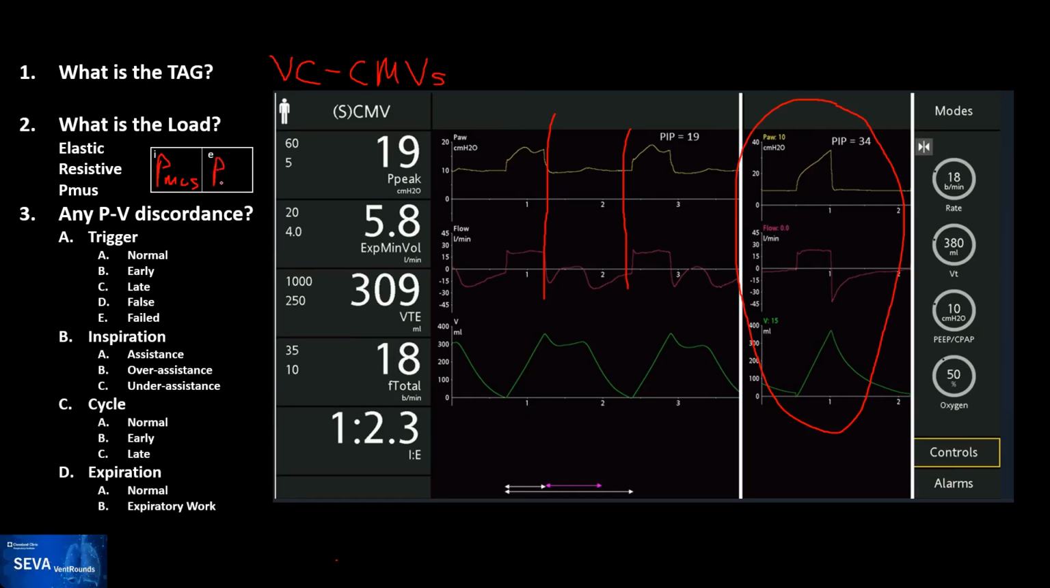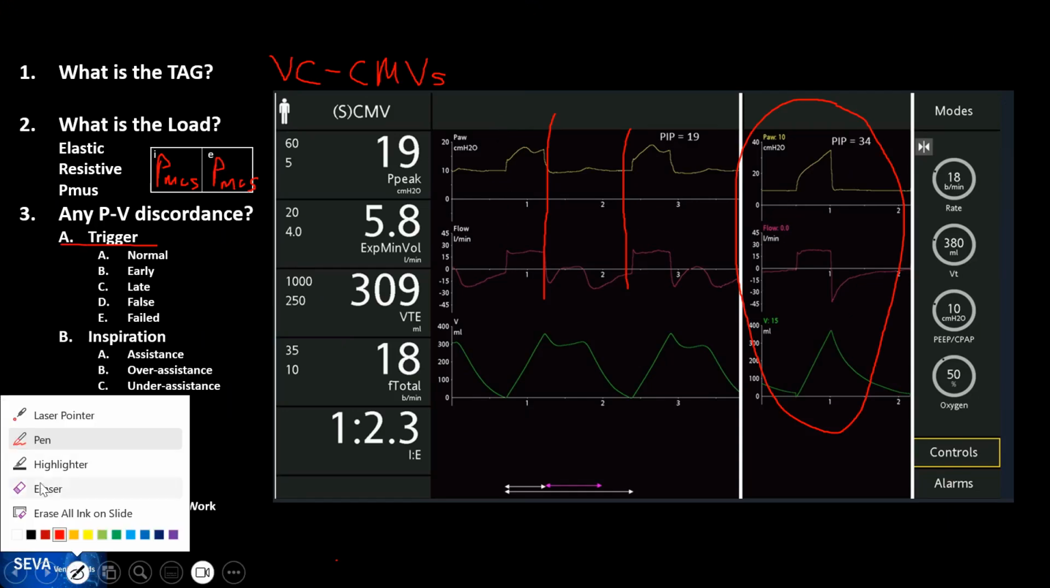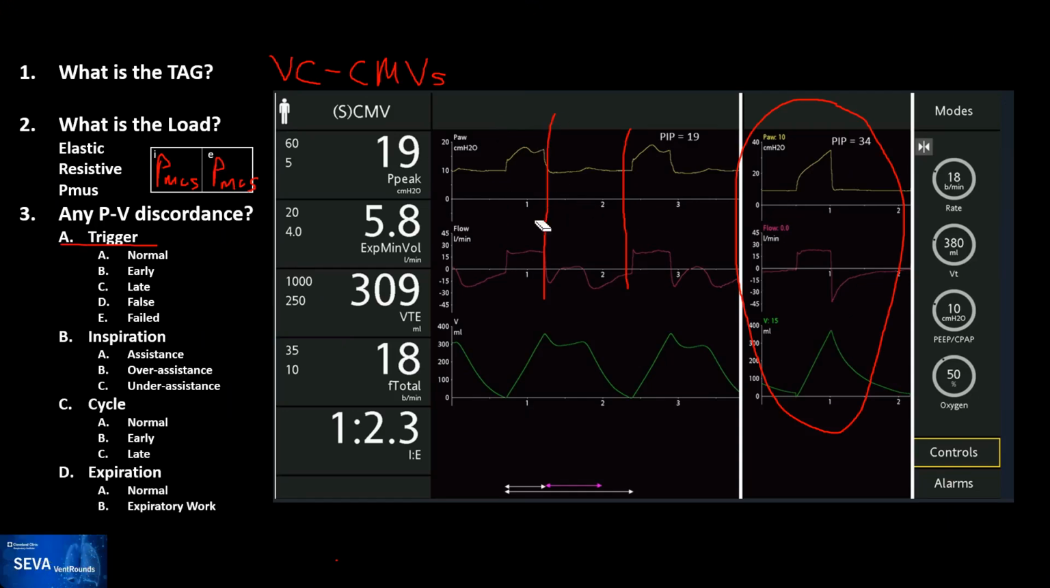Okay, so concerning the PD discordance, what do you guys think is going on during the trigger phase? Is the trigger normal, early, late, false, failed? There we go. Fernando. Yes, Michael and Fernando, they both said early trigger, and they are right. And the key point here is to identify who is triggering the mandatory breath. Is it the machine or the patient?